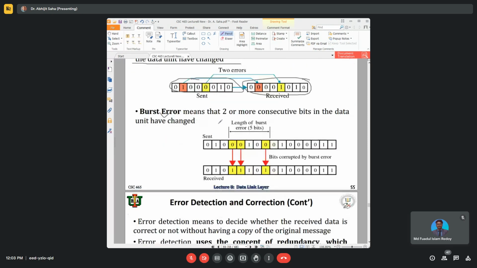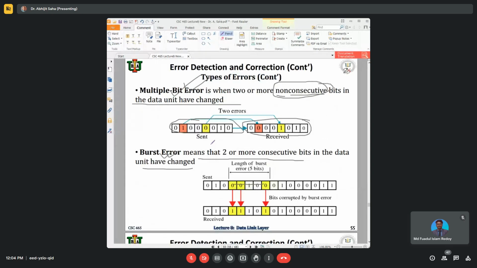In a burst error, two or more consecutive bits in the data unit have changed. Here you can see what the sender sent and what the receiver received: two consecutive bits have been changed. It can be three consecutive bits or four consecutive bits. If two or more consecutive bits are changing, we call it a burst error. Is it clear what a single bit error, multi-bit error, and burst error are?